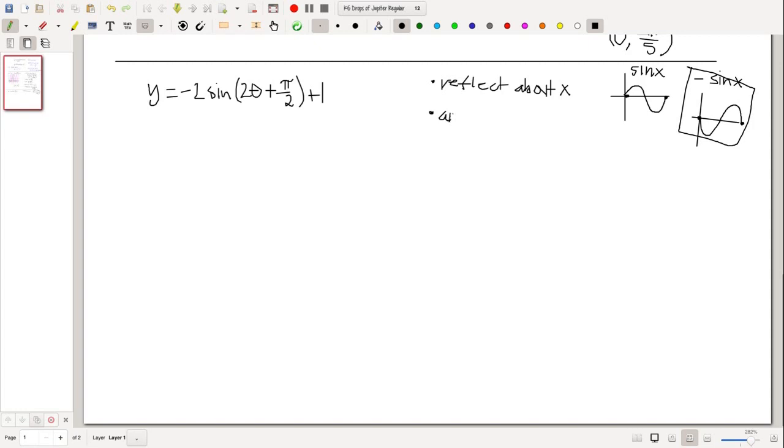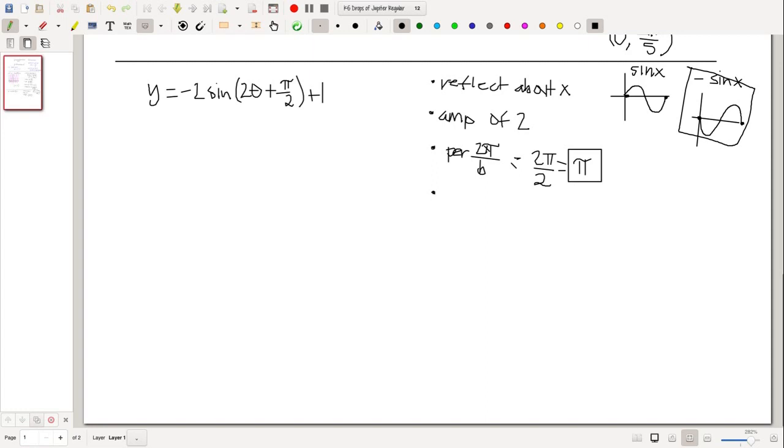We have an amplitude of 2. And so I'm just going down the list. So we've talked about that. We've talked about the 2. Now, this right here, this affects our period. So remember, your period is 2 pi over b. So I'm going to take 2 pi over, our b is 2, so our period is just pi. Okay, our period is just pi.